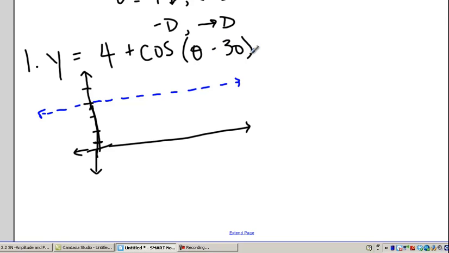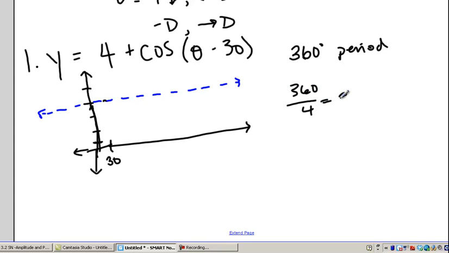And that minus 30 means we are going to now start basically at 30 degrees. So this is my starting axis basically. Notice my amplitude and period did not change, so my period is still going to be 360. Our critical points, you take 360 divided by 4, is every 90 degrees. Now think about this, you're shifting them over, so it's not going to be 90 here, it's actually going to be 120. You take 30 plus 90.